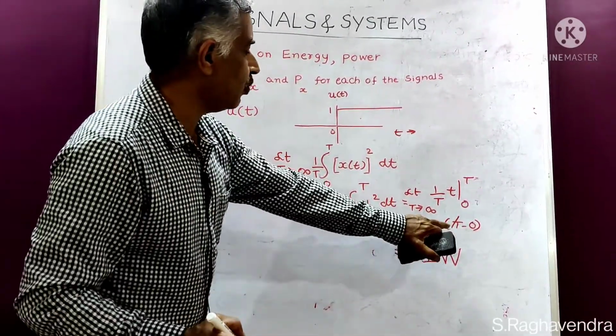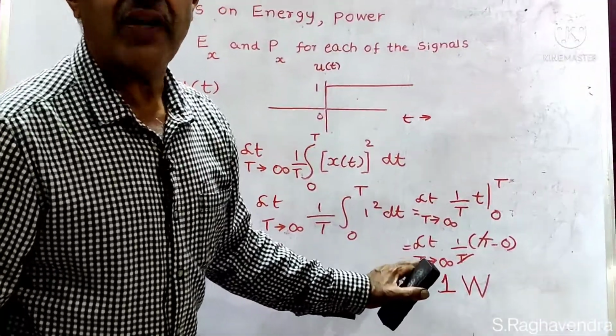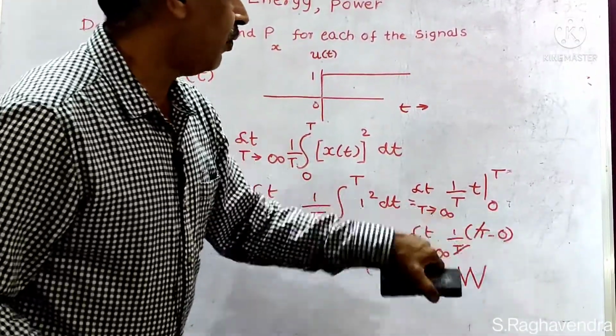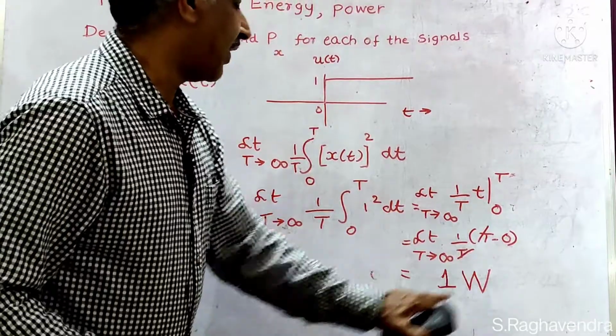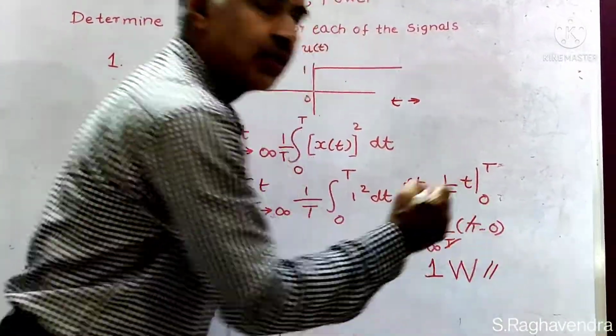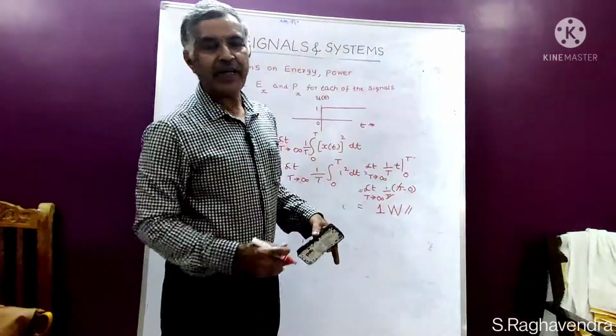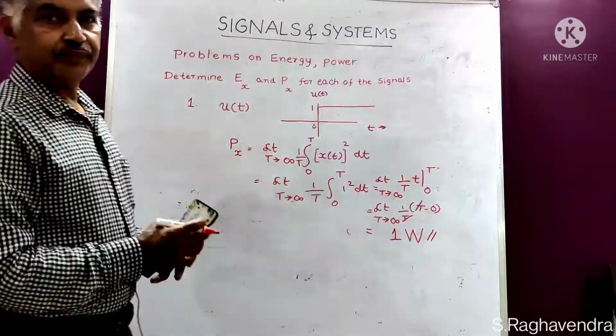Here there is no t term, that is why there is no question of the limit. Therefore it is 1 watt. So this is the answer, and this is how you have to work out problems. Now let us take up the next problem.